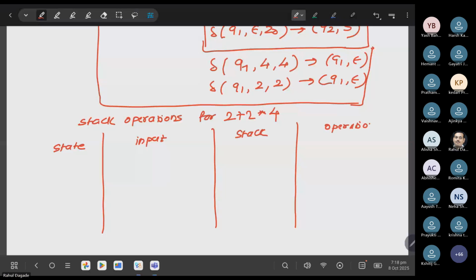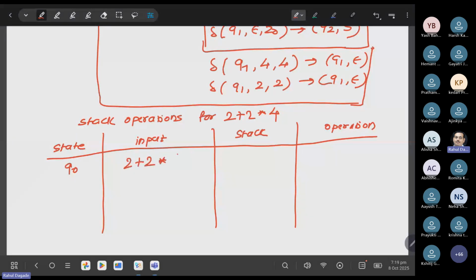So we are right now in the state Q0. Our input is 2 plus 2 into 4 and the stack initially is Z0. Now this is an NPDA, non-deterministic pushdown automata, so it is not necessary that every time we will consume the input. So now we will do the operation on null input. We are now in the Q1 state and the input remains the same. That is, we are not actually consuming the input, but we are reading the null input.